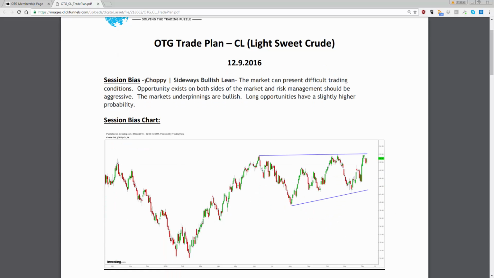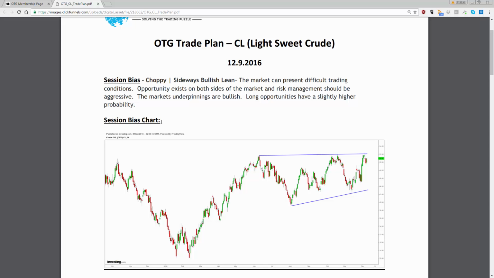You have what we call our session bias. This is really what are the conditions for trading in the market? Is it a bullish market? Is it a bearish market? Or are we expecting some choppy to sideways conditions? In this case, we were looking for choppy to sideways conditions, but we assumed that the market would have this bullish lean, and we'll talk about why that is the case.